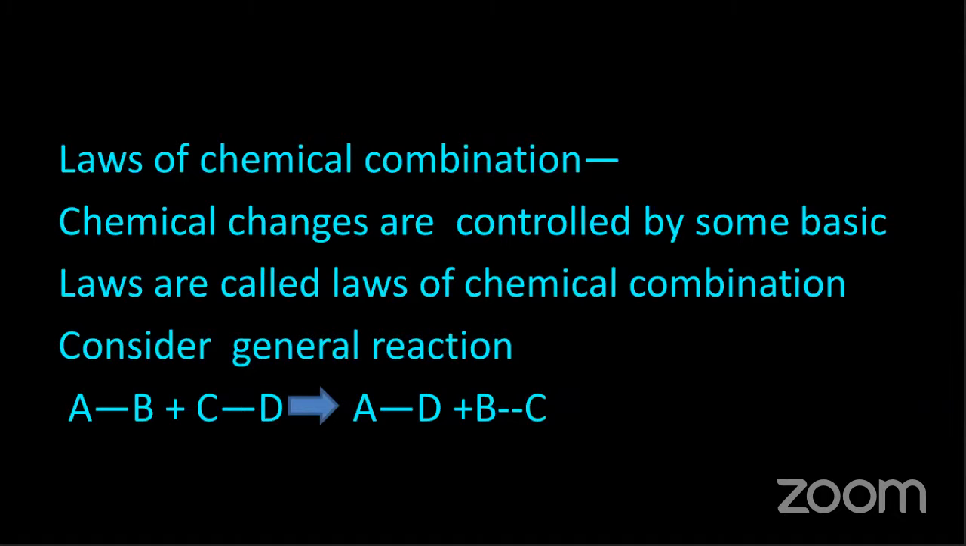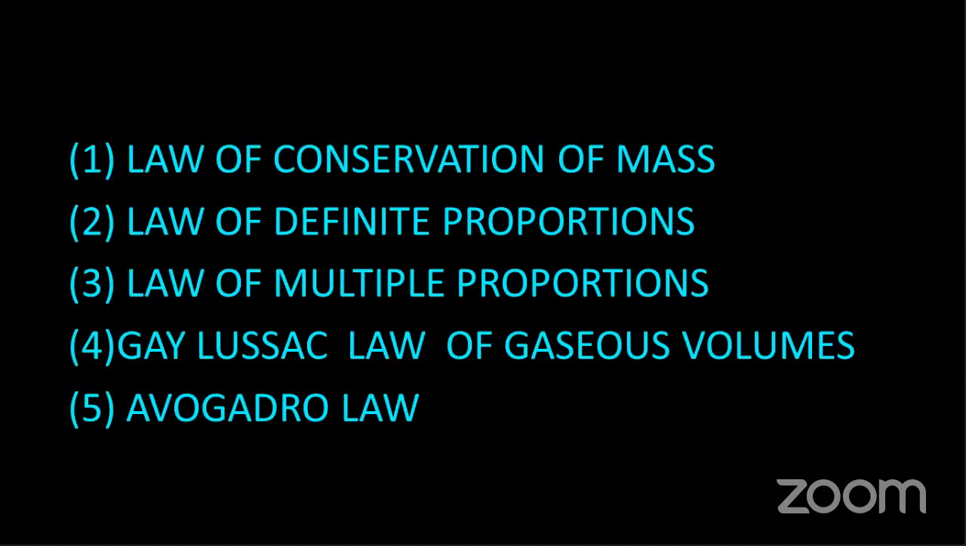What are the laws? Here are the laws. Number one is law of conservation of mass. Second is law of definite proportion. Third is law of multiple proportion. Fourth is the Gay-Lussac law of gaseous volume. And the fifth one is Avogadro's law. Okay. See, these are the 5 different laws coming under the category laws of chemical combination.